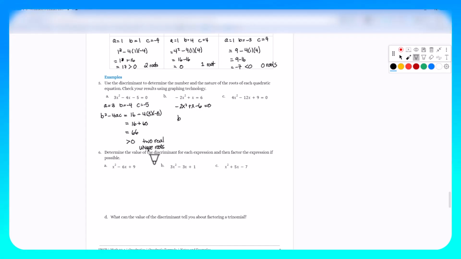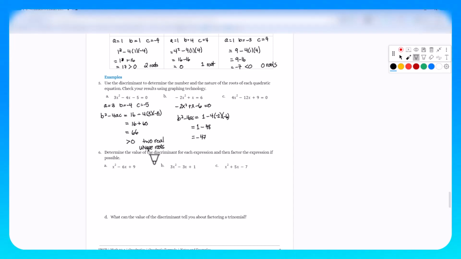So from here, when we determine b squared minus 4ac, we get b is 1, and 1 squared is 1, minus 4 times a, which is -2, times c, which is -6. That's going to give us 1 minus 4 times 2 is 8. 8 times 6 is 48. We know it's going to be a negative because we have 3 negatives, which gives us -47.